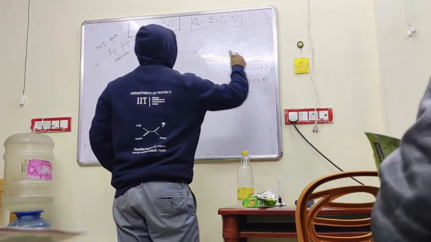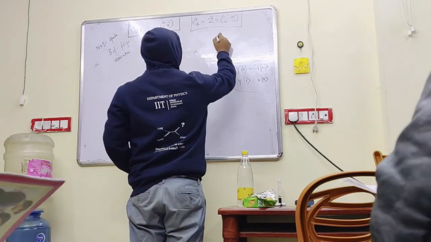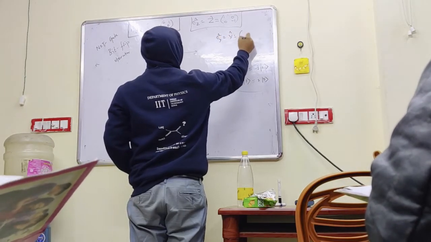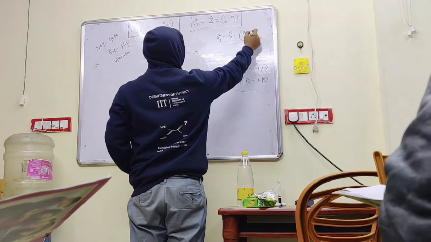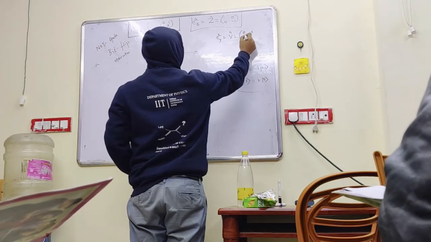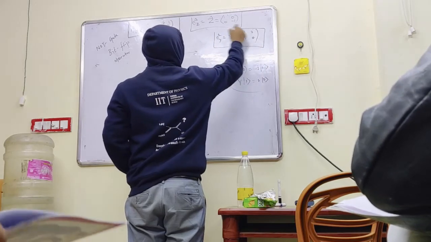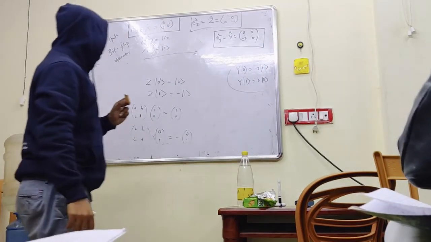Sigma Y is, tell me: 0, iota, minus iota, 0. Good. Okay.